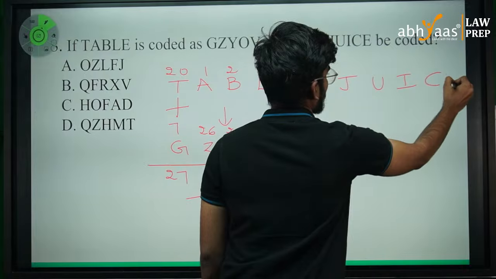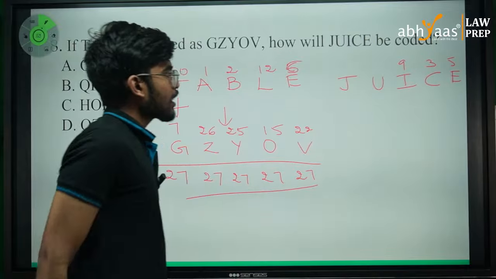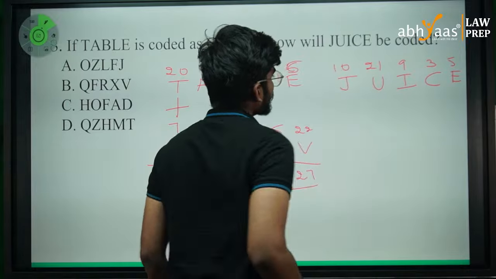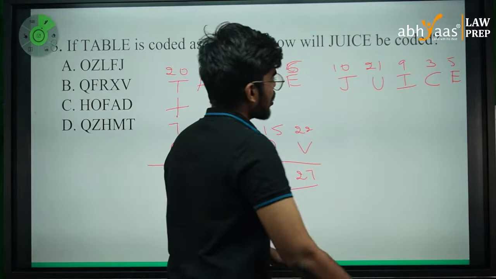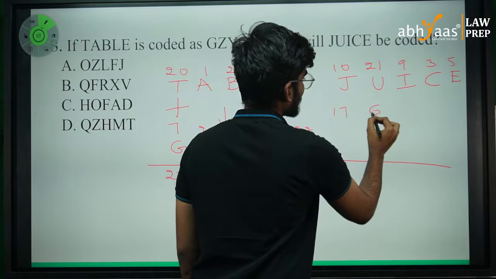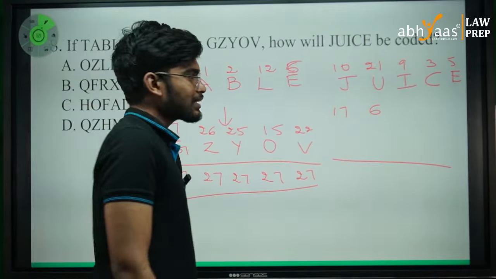Juice. Yeah. It is 539. MNOP, U. U is 21, J is 10. So what number should be added to make it equal to 27? So 17 must be added for this. 6 must be added for this. What are you supposed to add? 18 plus 9 is 27.